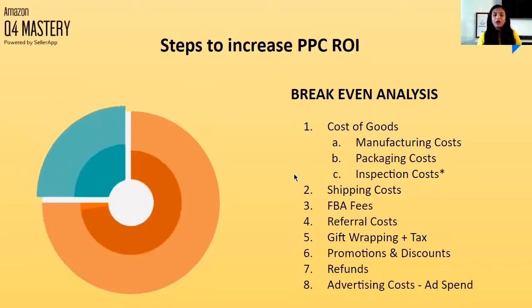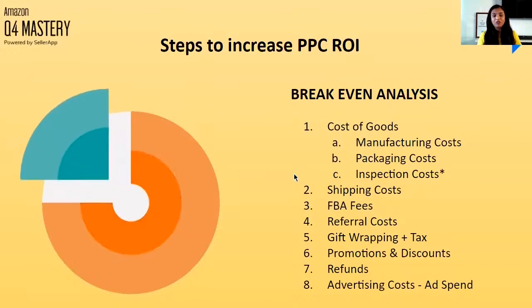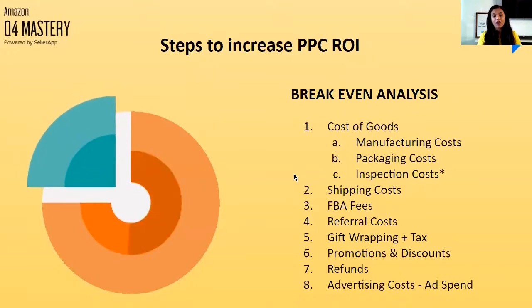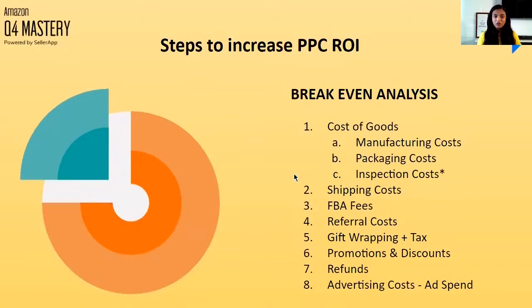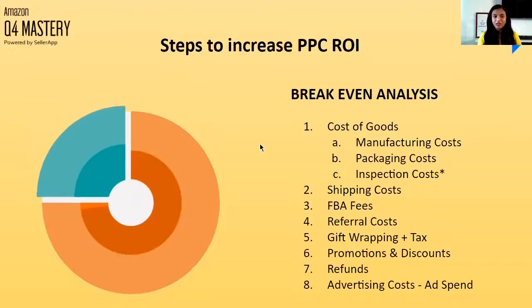If your consumer opts to go for a gift wrap, then you have the gift wrapping and the taxes for every product. Most sellers also set up promotions and discounts. You also need to consider this and the refunds that are returned back. Along with all of this comes the advertisement cost, that is the ad spend for every product unit that you're selling. Let's now understand how to calculate the break-even ACoS point for any product on Amazon.